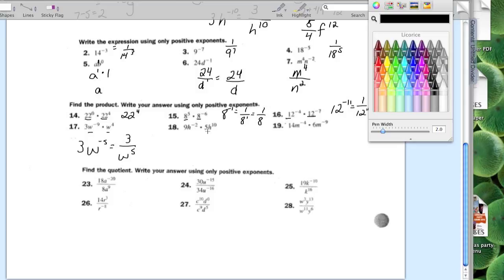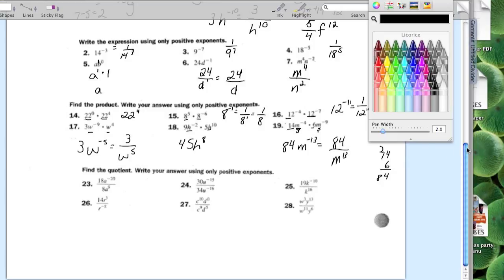Here, my coefficients are 9 and 5, I do those later. Now I add negative 2 plus 10, and I get 8, and now I can multiply 9 times 5 and get 45. Number 19, my coefficients are 14 and 6, but I focus on my base, m and m. Negative 4 plus negative 9 is negative 13, and 14 times 6 is 84. So it's 84 over m to the 13th.